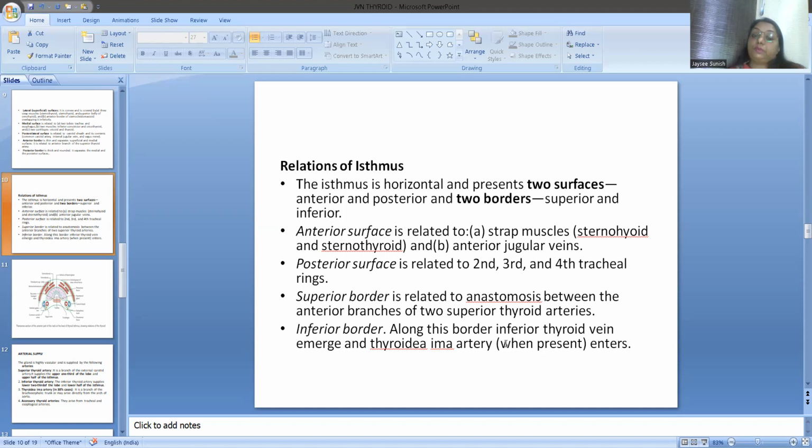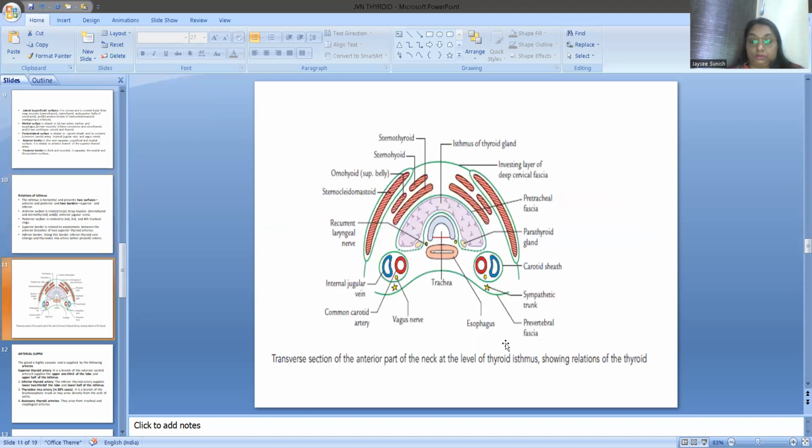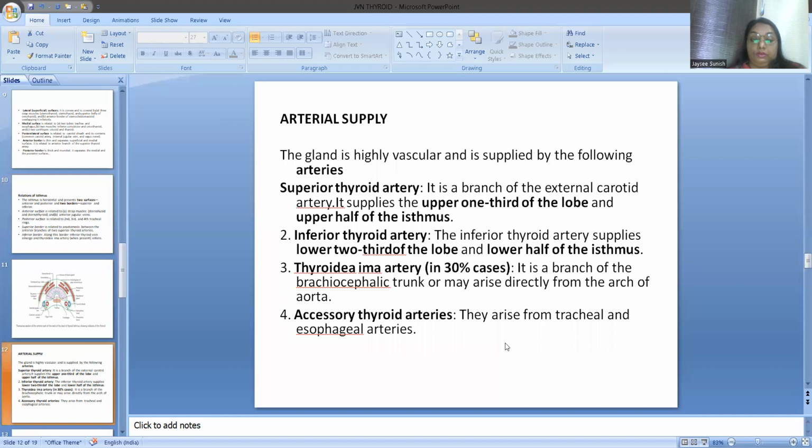Now we will see the superior border of the isthmus is related to the anastomosis between the anterior branches of two superior thyroid arteries. And along the inferior border, inferior thyroid vein emerges and thyroidea ima artery enters. So this is the important location.